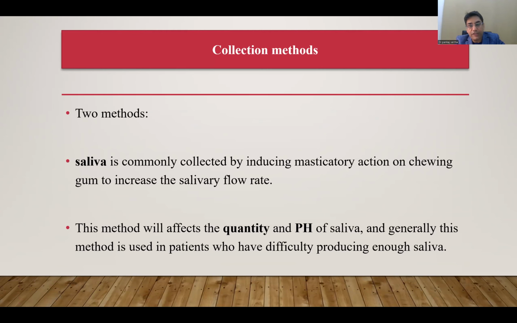Now, the collection methods of saliva, there are two methods. One is the stimulated method. In this, saliva is commonly collected by inducing masticatory actions on chewing gum to increase salivary flow rate. This method will affect the quantity and pH of saliva. And generally, this method is used in patients who have difficulty producing enough saliva.